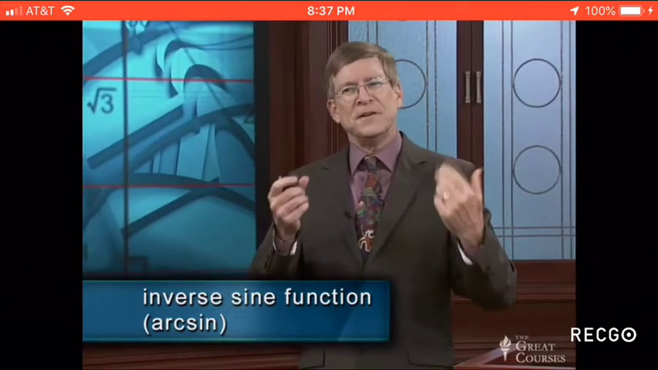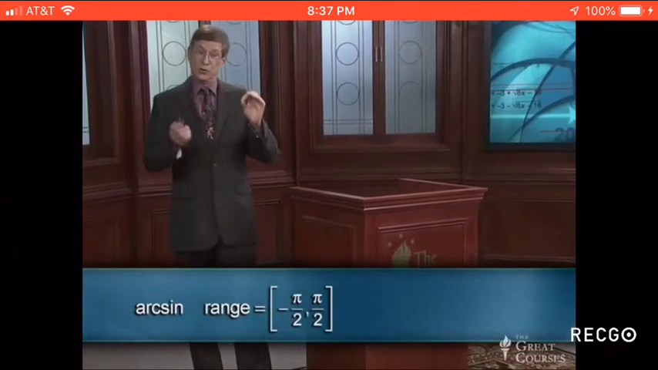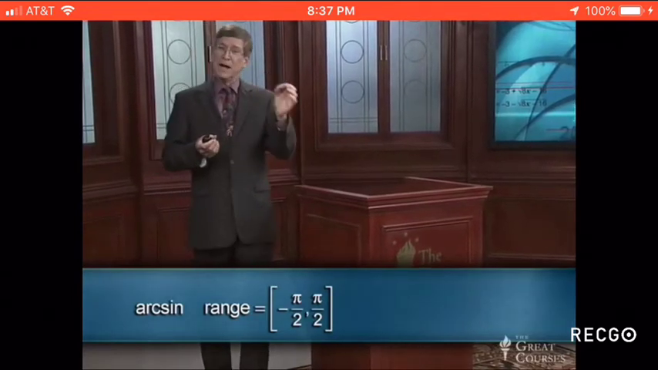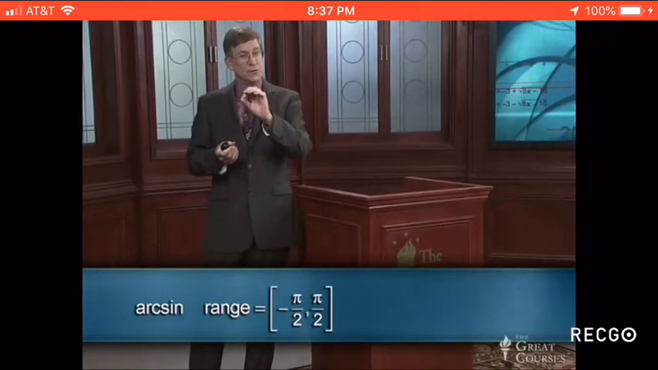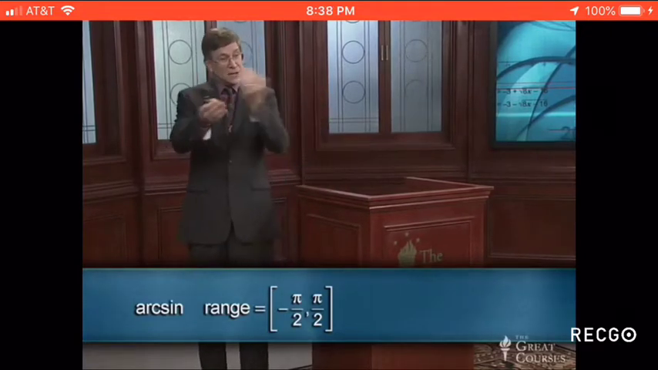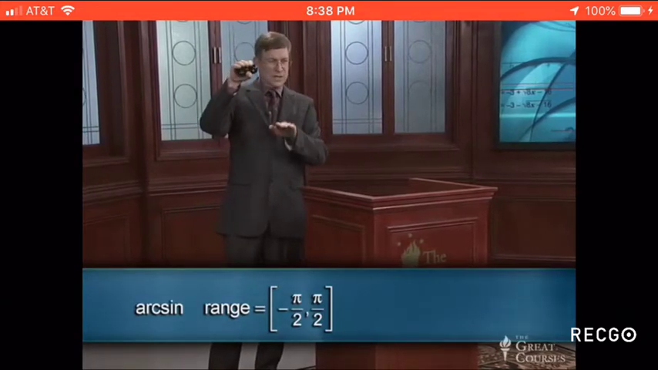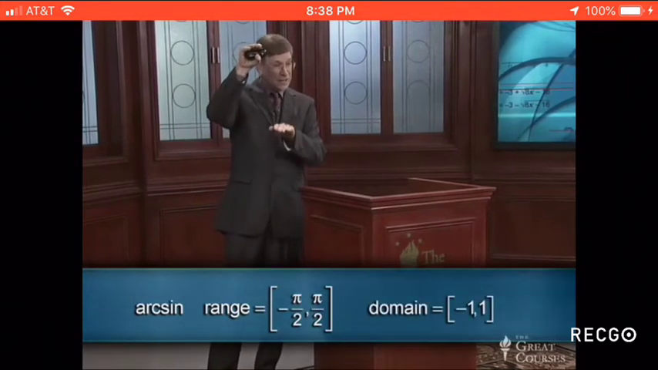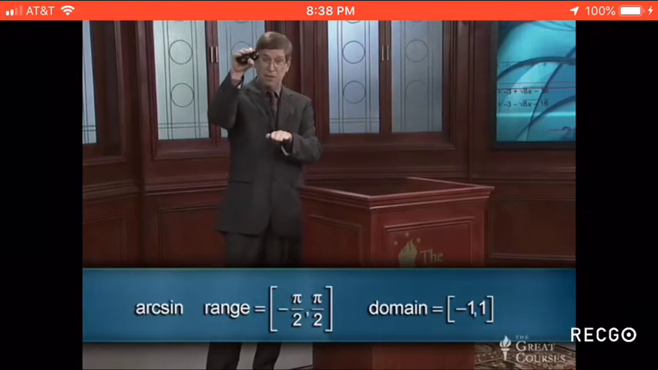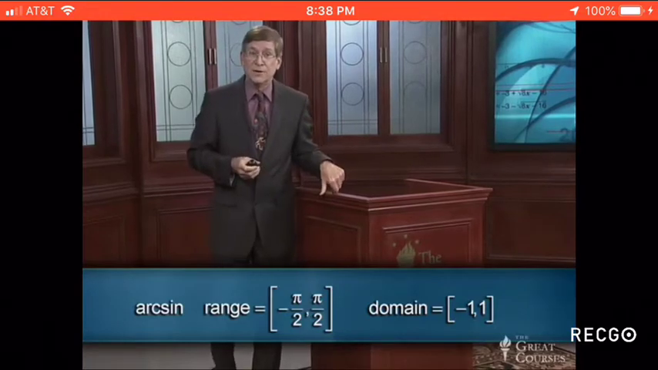So what would the definition of the arcsine function be? Well, the domain of the restricted sine function is minus pi over 2 to pi over 2. That will be the range of the arcsine. And the same way, the range of the sine function is minus 1 to 1, and it still is that range when I restrict the interval, and that will be the domain of the inverse sine function.